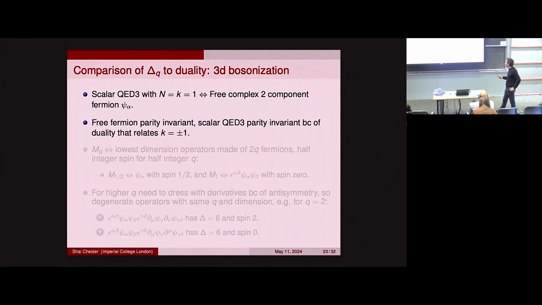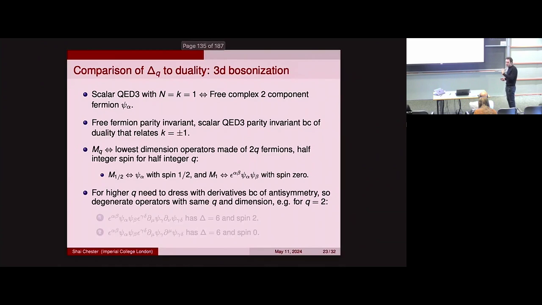original paper. So in this duality, the idea is that the monopole of charge q should be dual to the lowest dimension operator made out of 2q fermions, where you will have half integer spin when q is half integer. So for instance, the lowest charge monopole is dual to a single free fermion psi, which has spin half. The second lowest charge monopole, M1, is dual to this composite of two fermions, which now has spin 0.